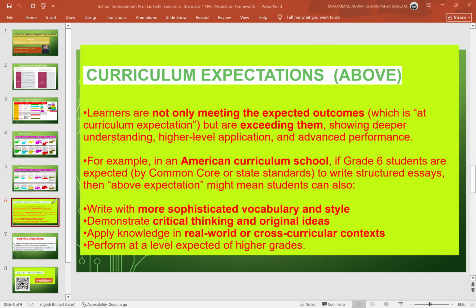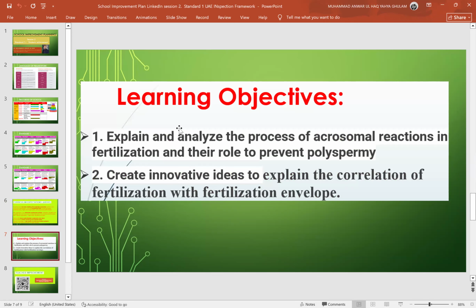Now, if I go to one slide which is very close to my heart. Once we are crafting a learning objective, please, once you are drafting your learning objective, there should be one or maximum two learning objectives. They cannot be more than two, because if you increase the learning objectives, you cannot achieve them. So better you draft your learning objective in such a way that you can easily achieve them.